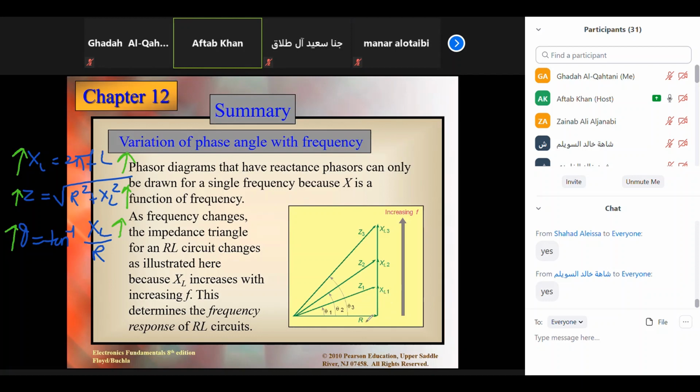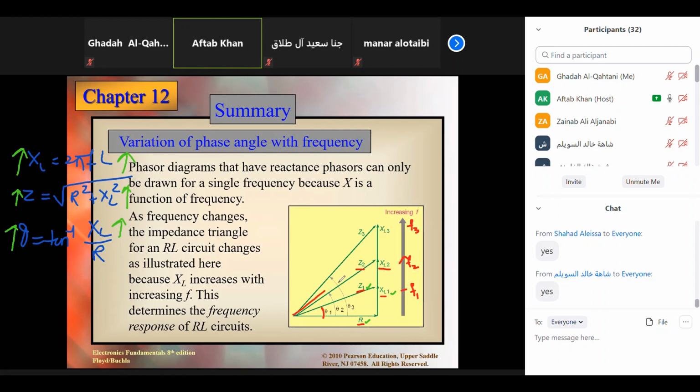Initially we have R, we have XL for a lower frequency, and we have Z1, because they are saying frequency is increasing as we are approaching up. So here is less frequency, F1, which is less than F2, which is here, and F2 is less than F3, which is here. At lower frequency, we have this triangle: this is theta 1, this is Z1, this is R, this is XL. Now I increase the frequency and reach here. As I increase the frequency, you will see XL is increasing. Now it is XL2. Z is increasing.